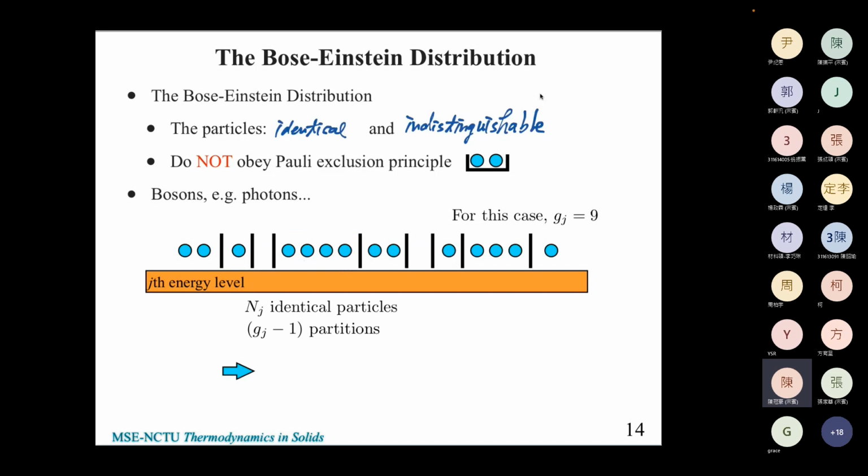Okay, so you can imagine that if GJ equals 9, you have 1, 2, 3, 4, 5, 6, 7, 8, 9 degeneracy, but you only have 8 partitions: 1, 2, 3, 4, 5, 6, 7, 8. So your partitions are GJ minus 1, and you have NJ books or particles. You need to arrange the books and the partitions in that shelf. How many ways to do that?